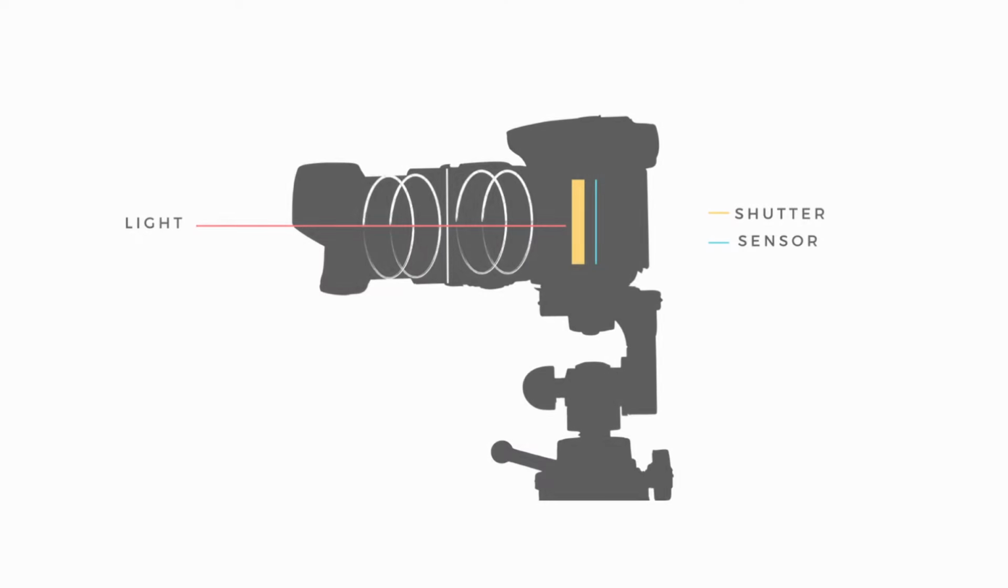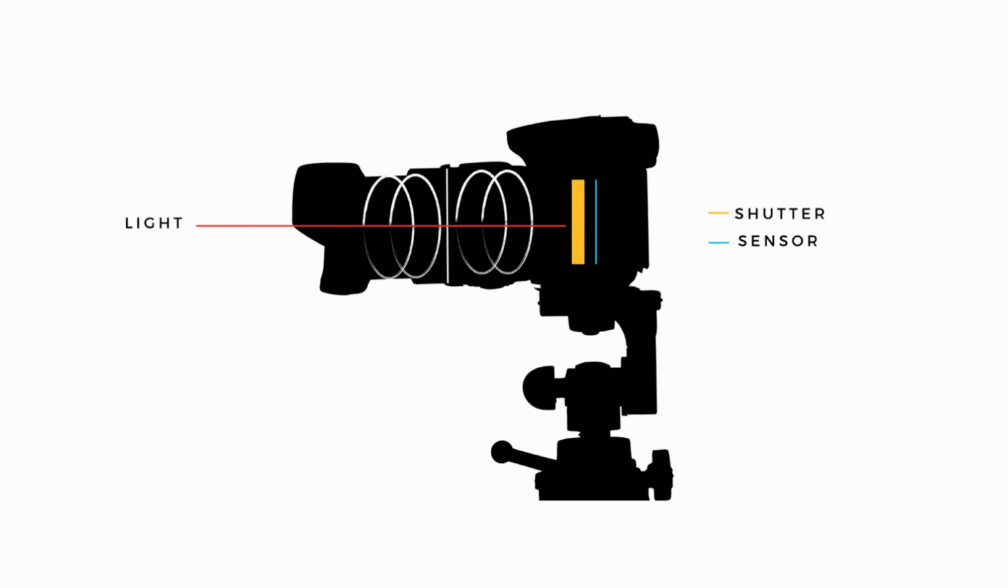Let's start with a quick and very important recap of how a photo is formed. Light comes in through your lens into the camera body. When you press the shutter button, the shutter opens to enable the light to reach the sensor. And it's here on the sensor where millions of light receptors collect light energy that is eventually processed by the camera to form an image.